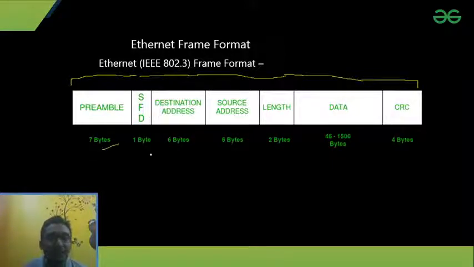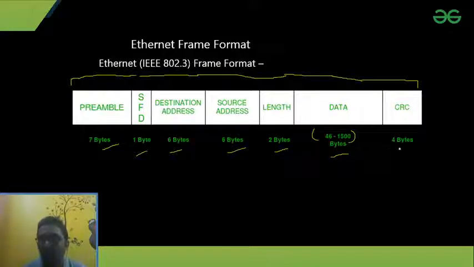Preamble is 7 bytes, SFD is 1 byte, source and destination addresses are 6 bytes each, then 2 bytes of length, and then the data, which is 46 to 1500 bytes. Why this is given as a range, we will talk about it. And then 4 bytes of CRC. Fine, so we will start and discuss each of them.